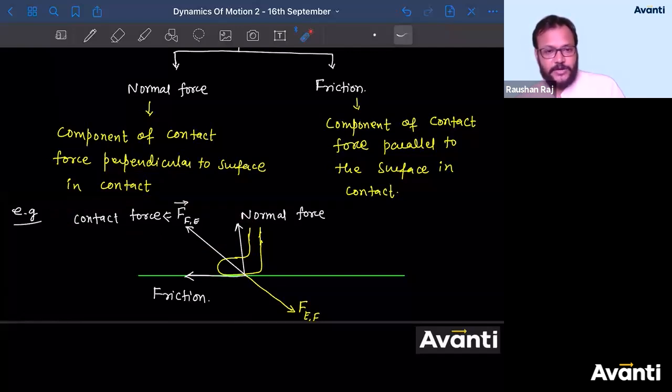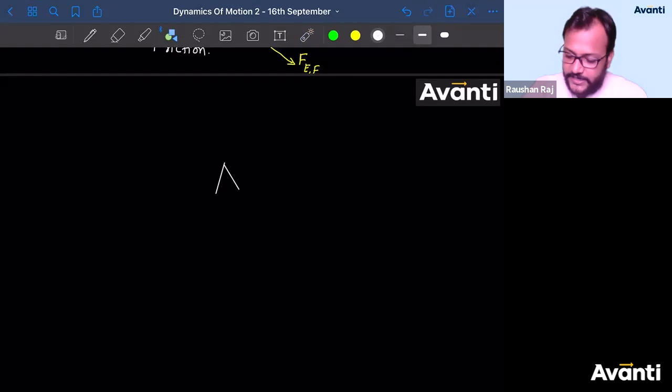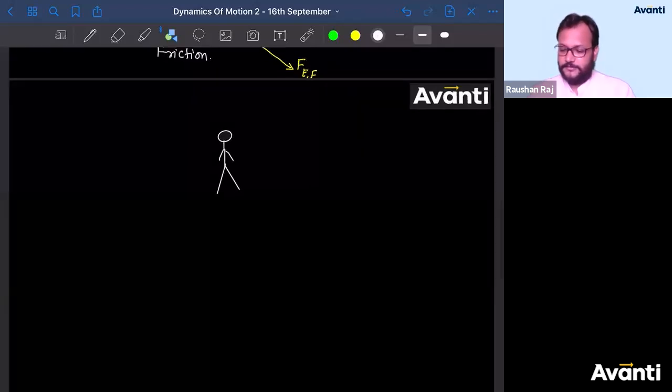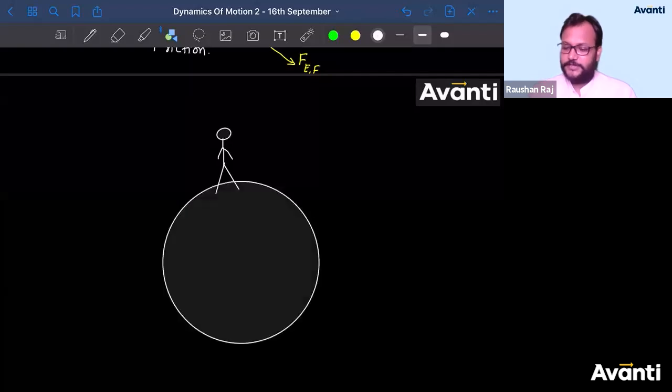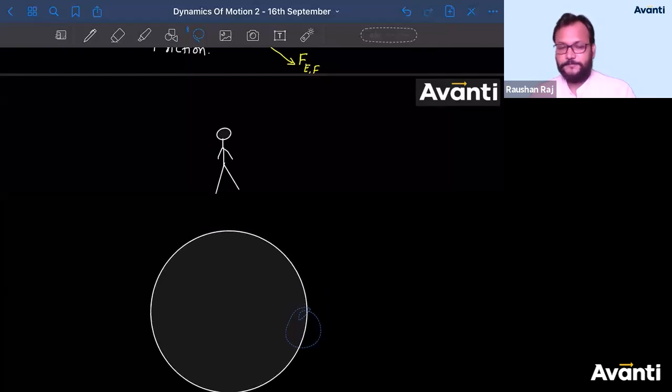Aishwarya has asked me to explain contact force. As the name suggests, contact force is the force because of the contact. See, if you are standing here, I didn't expect this question, but anyway, no issues. Consider this is a man, or consider yourself only, standing comfortably on the earth. Imagine the earth is here.